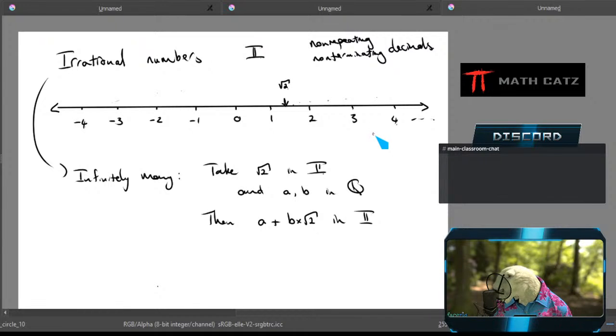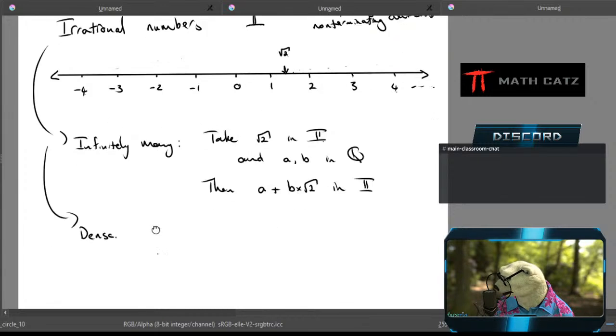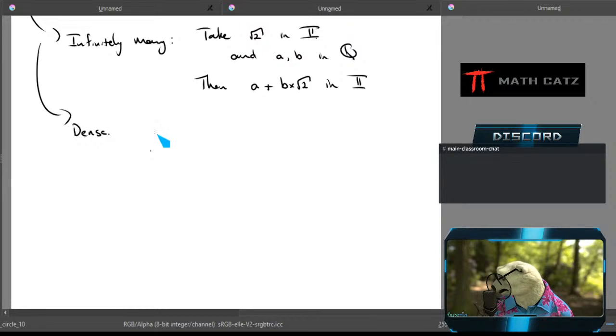And the more you think about it, the more it messes with your head a little bit. And, well, it's reasonable to expect that these irrational numbers are dense as well. What do I mean by that?